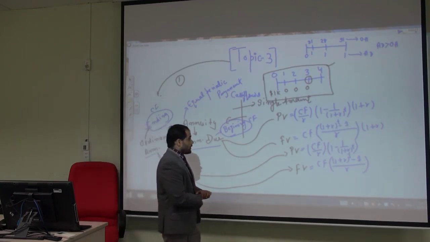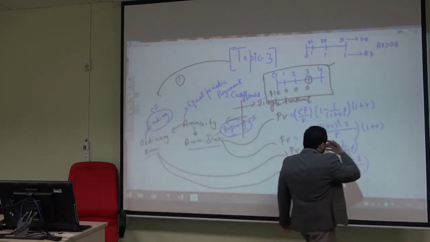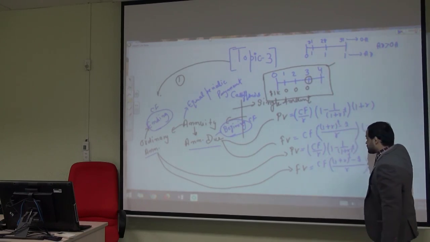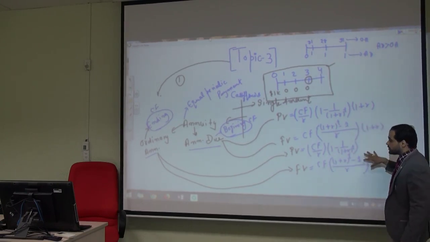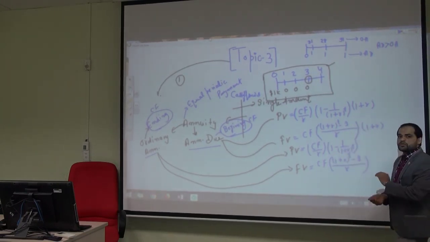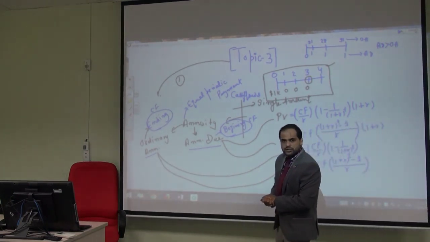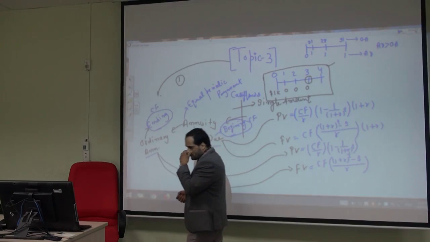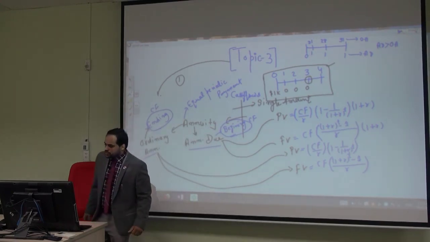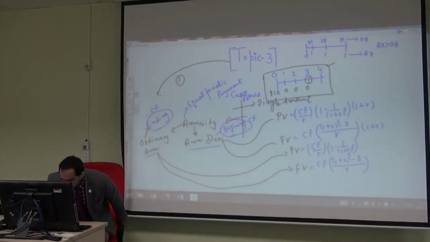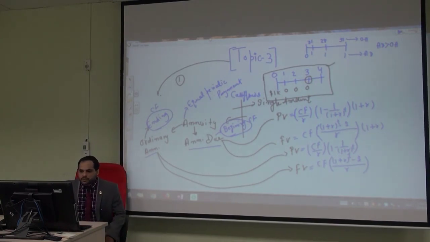Therefore, in the formulas, for an annuity due we have an extra (1 plus R) factor compared to the present value and the future value of an ordinary annuity. So that's all about the annuity. Now we move on to the next cash flow, which is a perpetuity.